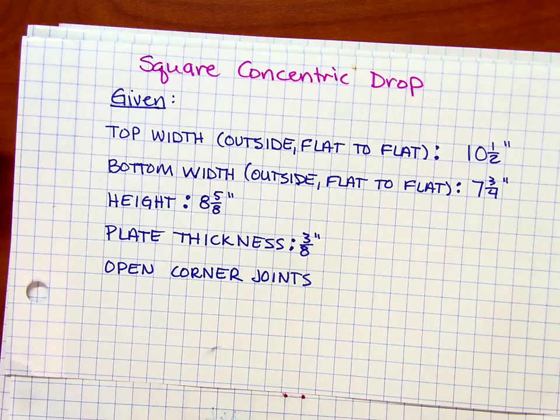Okay, so with these concentric drop problems, you're going to be given some information about the overall dimensions. At the top, the outside flat to flat will be 10.5. Bottom width will be 7 3/4 inches. The vertical height will be 8 5/8. We're going to be working with 3/8 inch plate, and the joints will be open corner.